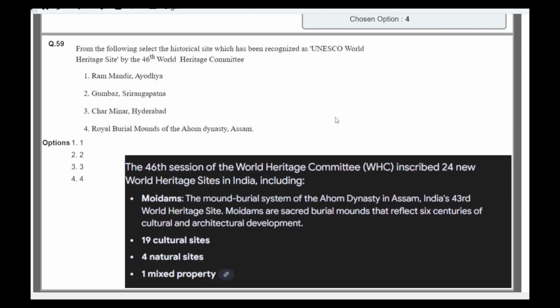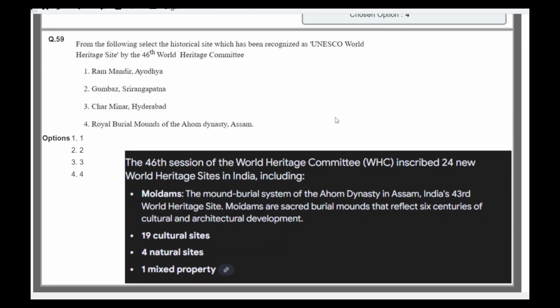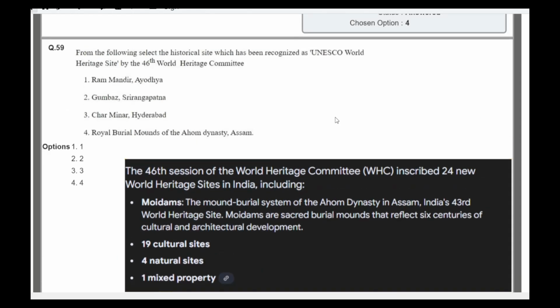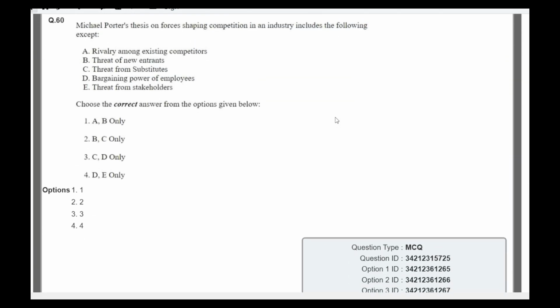Question number 9, which was again a very simple question from current affairs at that time. So the 46th World Heritage Committee selected the new UNESCO site in India, which was the royal burial mounds of the Ahom dynasty, Assam. So it was a current affairs question at that time. Very simple question. It is the 43rd World Heritage Site of India. Please do remember these small facts and information. It will be helpful.